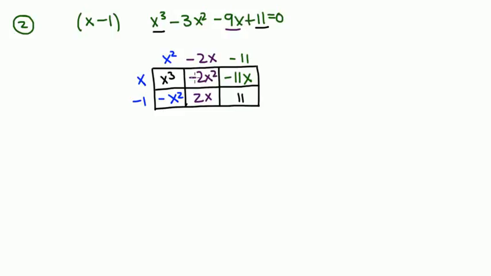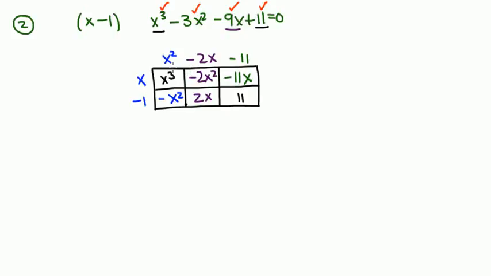And now we just double check what's inside the box is the equation that we started off with. So we have our x cubed and our 11. Minus 11 plus 2 gives us our minus 9x. Minus 2x squared minus x squared gives us our minus 3x squared. So we know that we found the right quadratic equation.